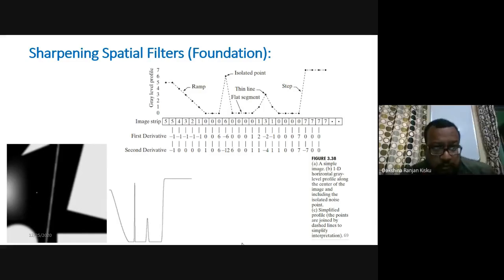So today is the last class on image enhancement. From the next week, we will start a new topic. So hopefully today we can finish this topic, and then we will go for another new topic. So that will be started in the next week.